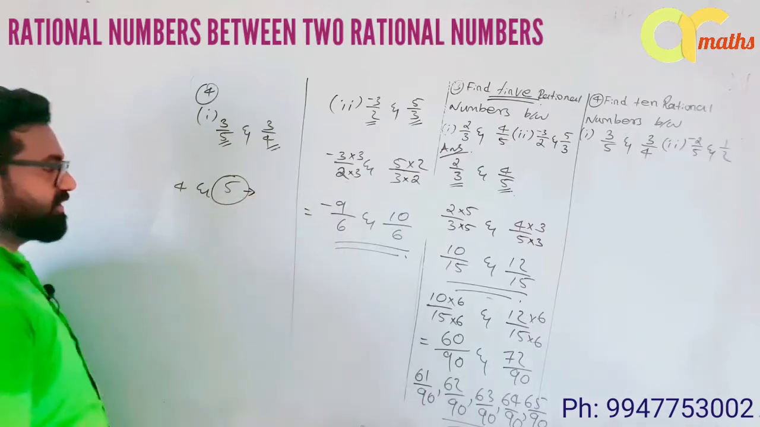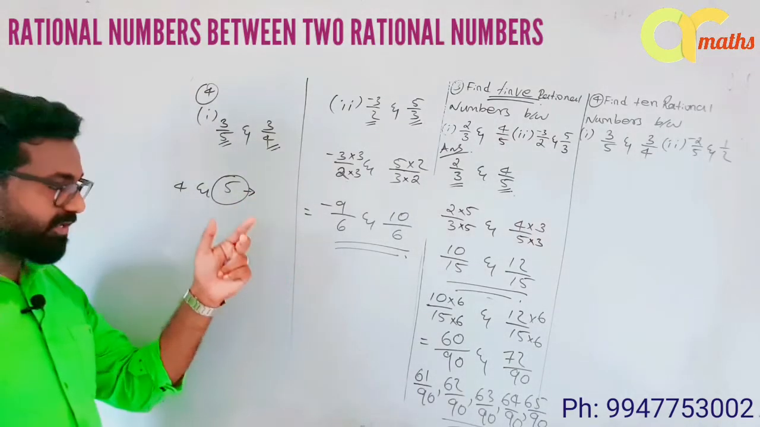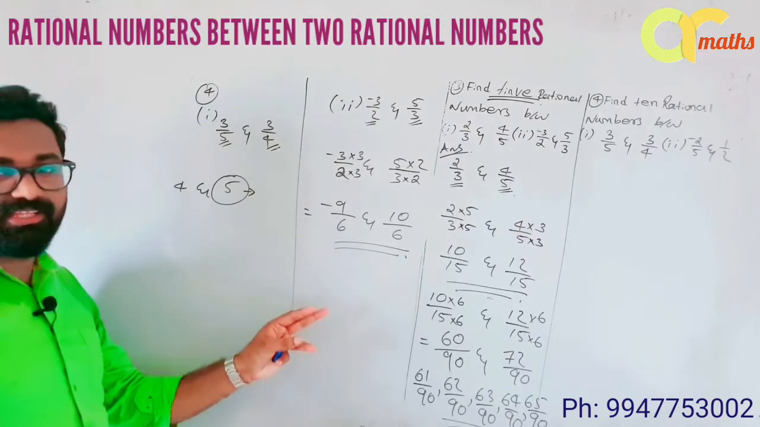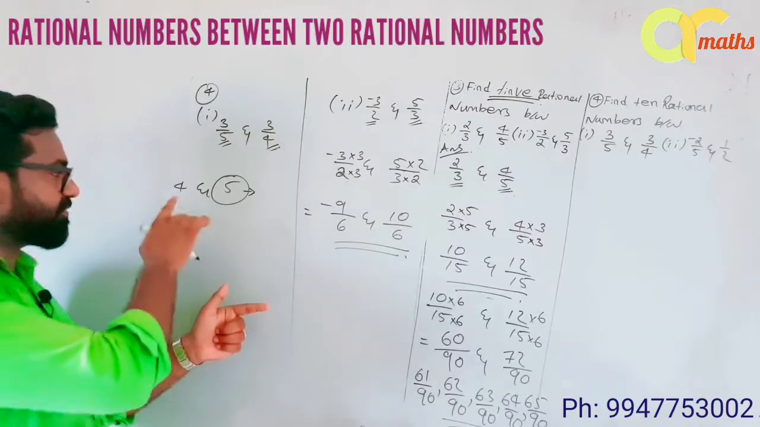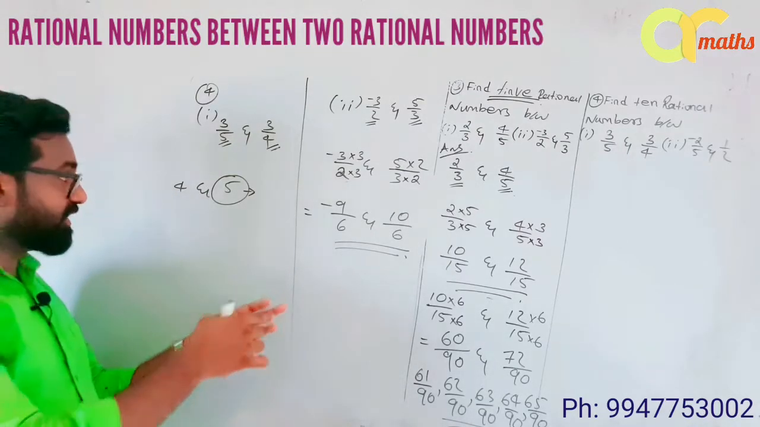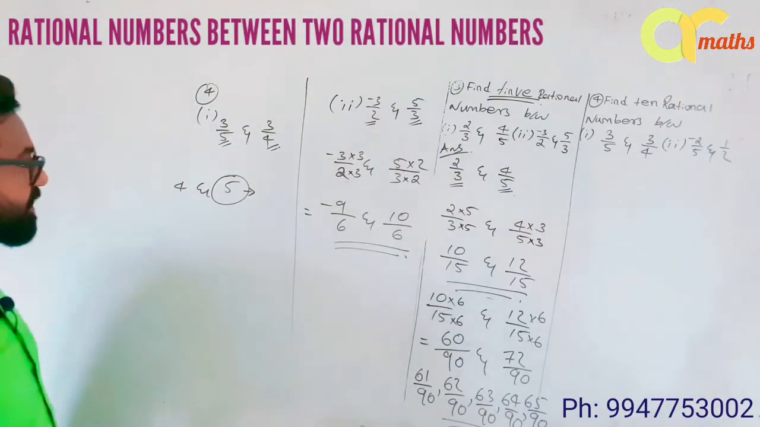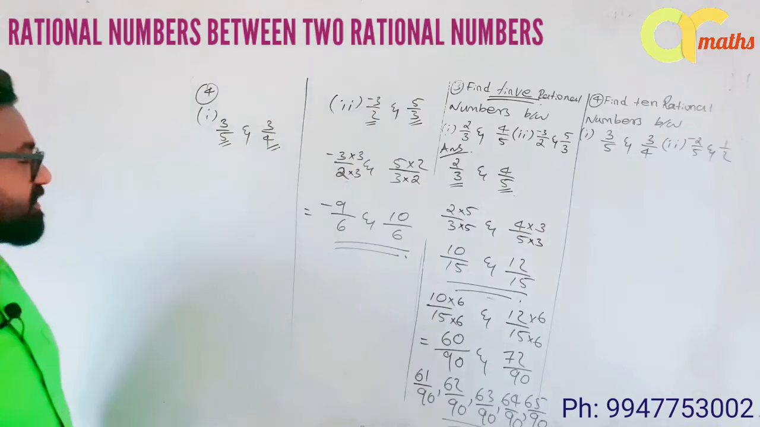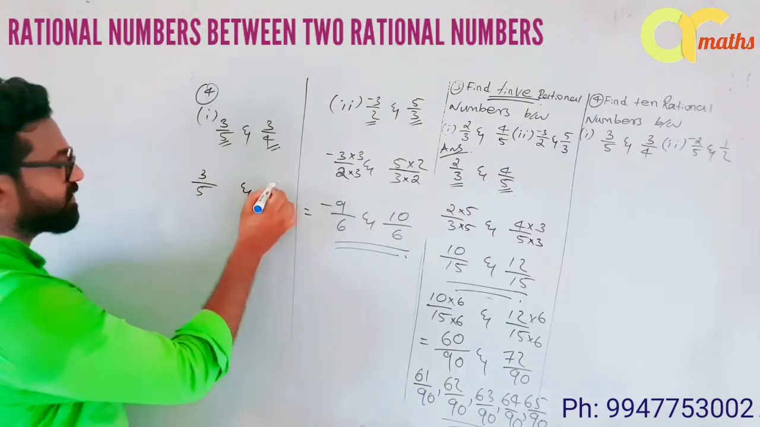Then what is the multiple table of 5? 5, 10, 15, 20. 5 is not a multiple of 4. 10 is not a multiple of 4. 15 is not a multiple of 4. 20 is a multiple of 4. So here 20 is the LCM of 4 and 5. So the LCM is 20. Then 3 by 5 and 3 by 4.